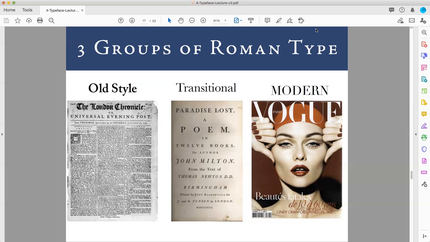And then you also have modern type. Modern being a little bit closer to the turn of the 19th to 20th century, around there. Later in the Industrial Revolution, as techniques were developed that you can make thinner, stronger metals, that's when you started getting the very thin hairlines and very thick stems. And the difference between super thick and super thin just screams modern.